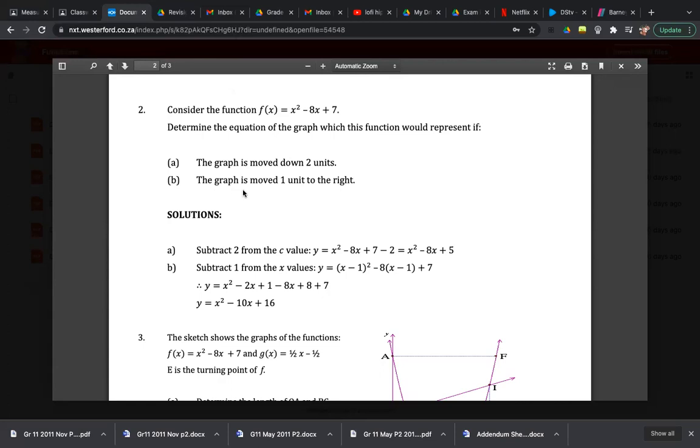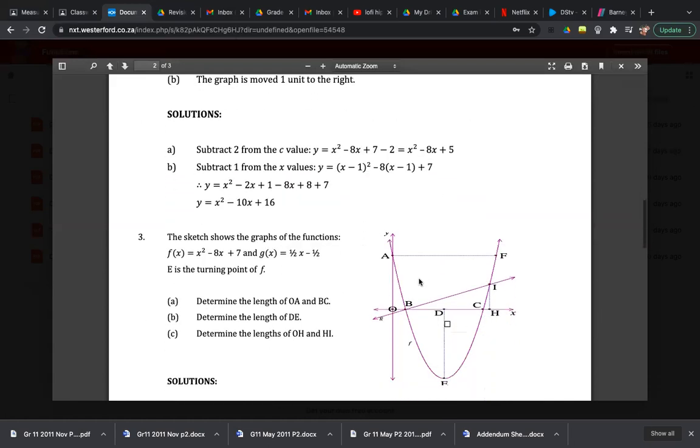B, the graph is moved 1 unit to the right. Okay, now we said when we move to the right, we're going to do x minus 1. And like we did in the example, there are 2 x terms here. So that becomes x minus 1 squared, and that also becomes x minus 1. All right, so y equals x minus 1 squared minus 8 times x minus 1 plus 7. Next step is just multiplying it out. So that is what you get when you FOIL out that first bracket squared. There we're multiplying the negative 8 into the bracket, and then we do our plus 7, and then we simplify. Okay, that will be a 2-mark question, I suppose, 1 and then 2 for the final answer.